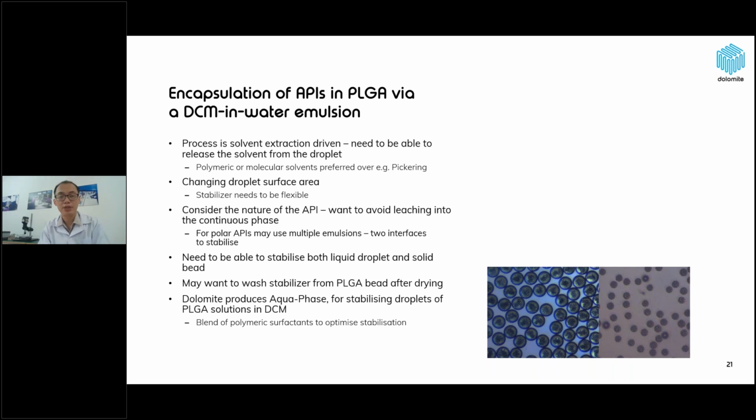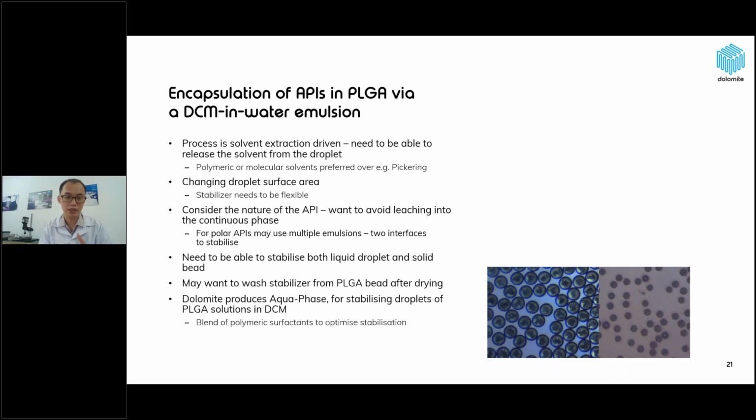Another application example is encapsulation of the API, the active pharmaceutical ingredient, in PLGA polymers through a DCM-in-water emulsion. In this case, the PLGA is mixed with the API in the PLGA phase and dispersed in DCM to make droplets, a DCM-in-water emulsion. The process is solvent-extraction driven, so it needs to be able to release the solvent from the droplets. Polymeric molecular stabilizers, like Pickering emulsions for example, are preferred, and the droplet surface area changes when the DCM extraction happens.